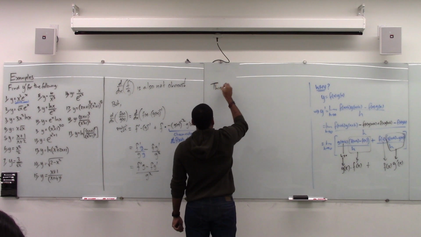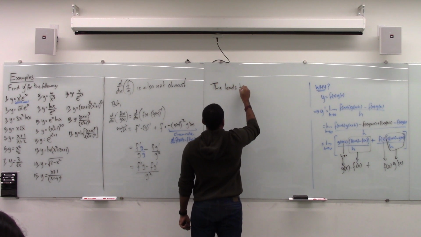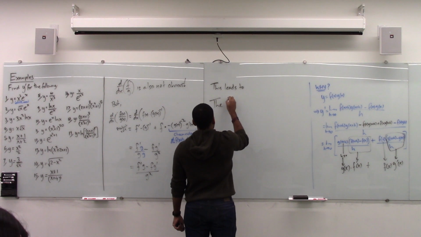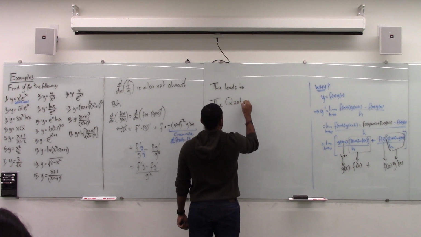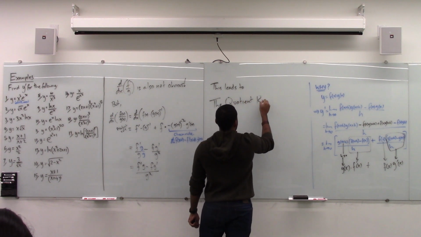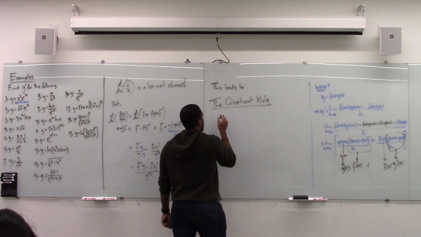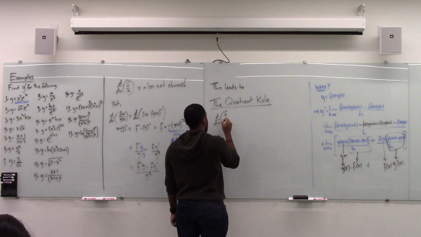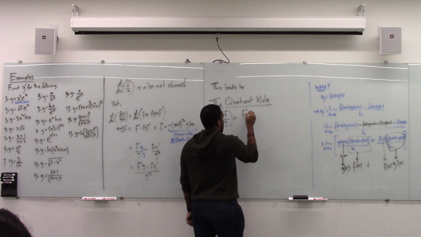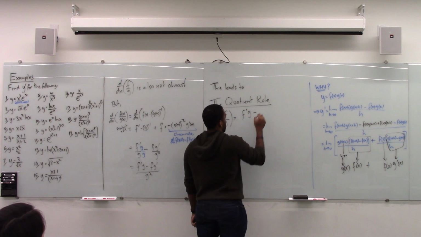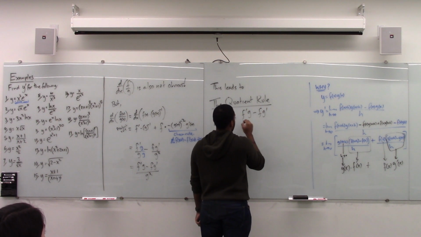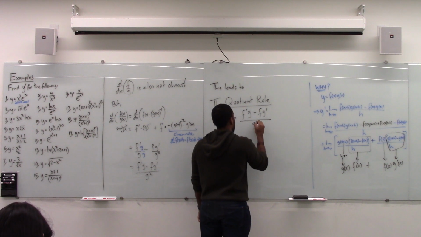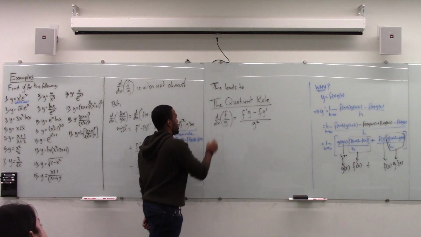This leads to what's called the quotient rule. So this was another bonus problem, just to state the quotient rule. It basically says the derivative of one function divided by another function is going to be the derivative of the top times the bottom minus the top times the derivative of the bottom, over the bottom squared. That is called the quotient rule.